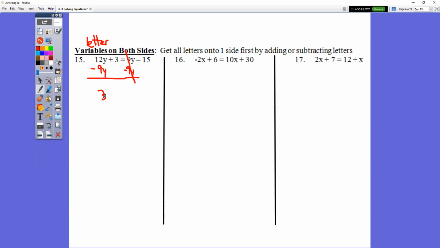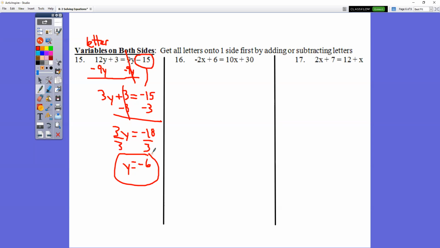Those 9y's cancel out. So you have 3y plus 3 equals, be very, very careful right here. Notice that we're not bringing down a 15. We're bringing down a negative 15 because of the minus sign in front of it. Now you just have another two-step equation. Minus 3, minus 3. So 3y equals negative 18. Divide by 3, and you get y equals negative 6.